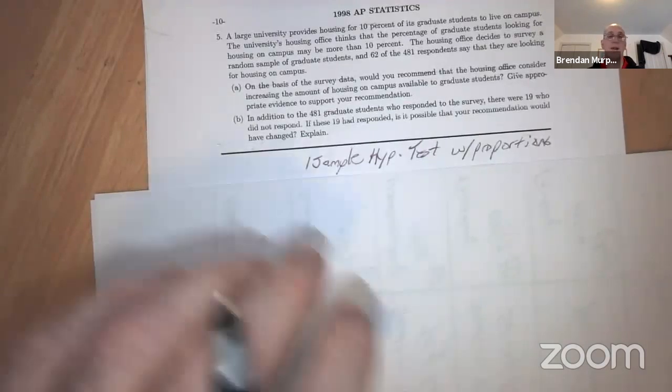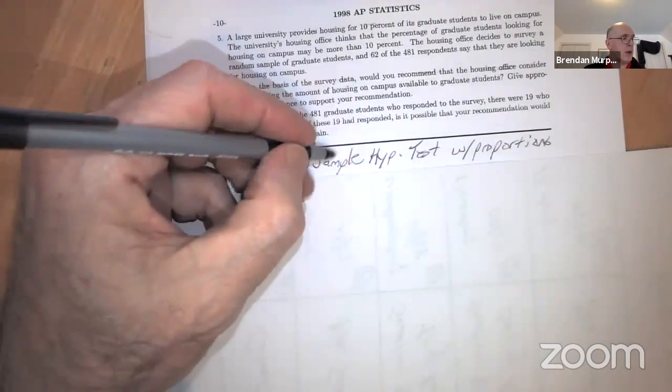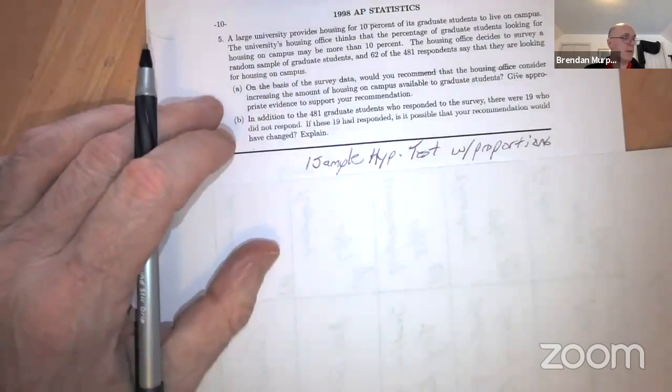Okay, so part A: on the basis of the survey data, would you recommend that the housing office consider increasing the amount of housing on campus available to graduate students? So I need to make a decision. Should we build more housing? Give appropriate evidence to support your recommendation. At this point, you fully understand that yes and no answers are just not what we're looking for at this level. So I'm probably going to need to run a full-blown hypothesis test. But I know what I'm doing. It's a one sample hypothesis test with proportions.